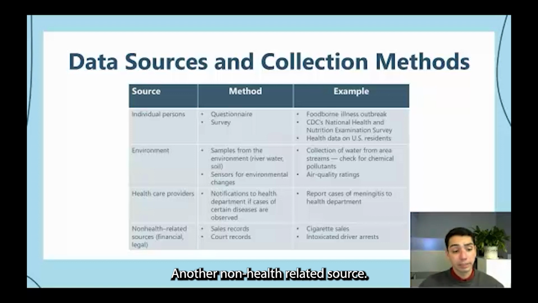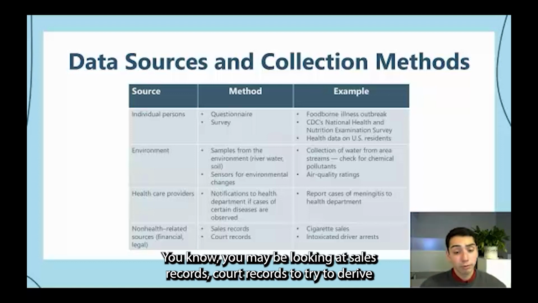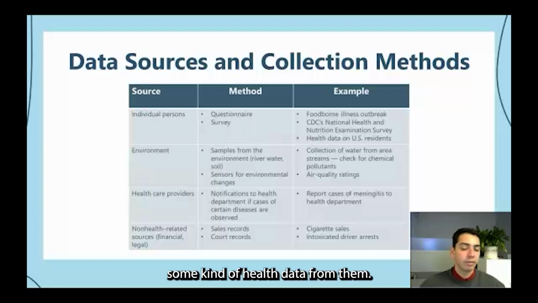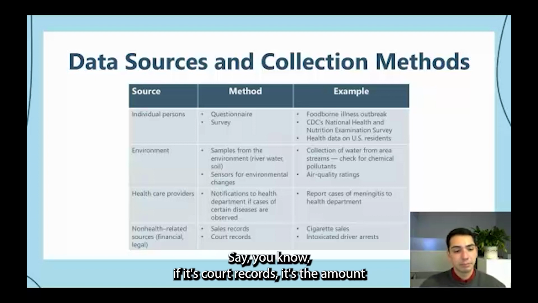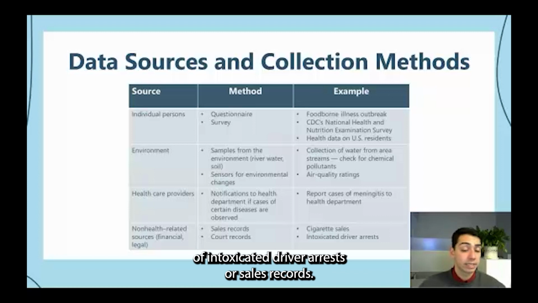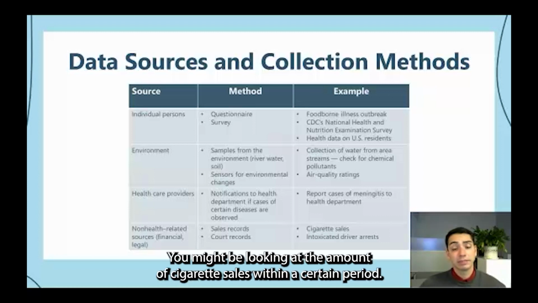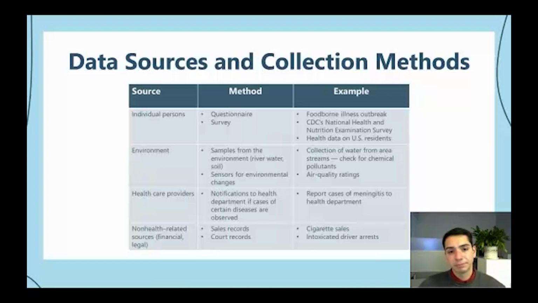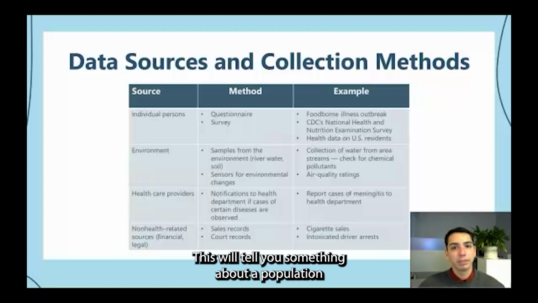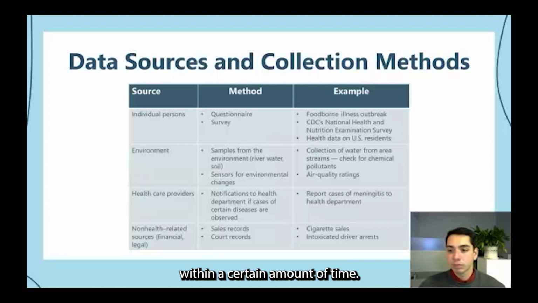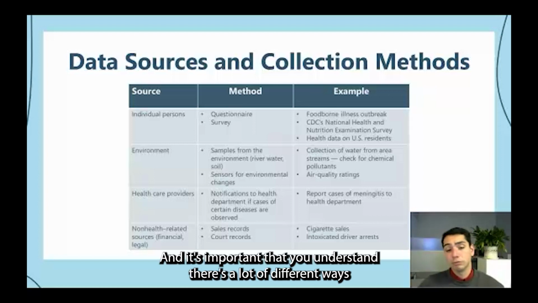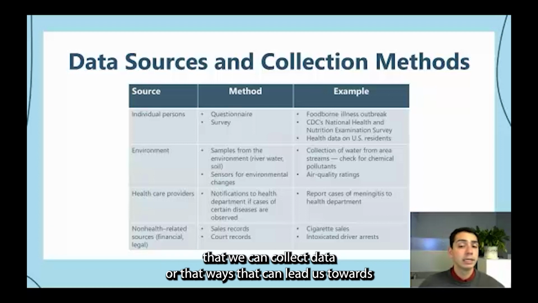Another non-health related source, you may be looking at sales records, court records, to try to derive some kind of health data from them. Say, if it's court records, it's the amount of intoxicated driver arrests, or sales records, you might be looking at the amount of cigarette sales within a certain period. This will tell you something about a population within a certain amount of time. And it's important that you understand there's a lot of different ways that we can collect data, or that ways that can lead us towards a certain action.